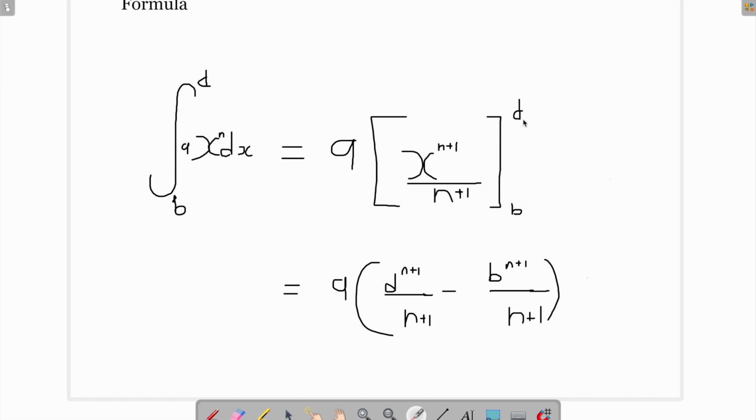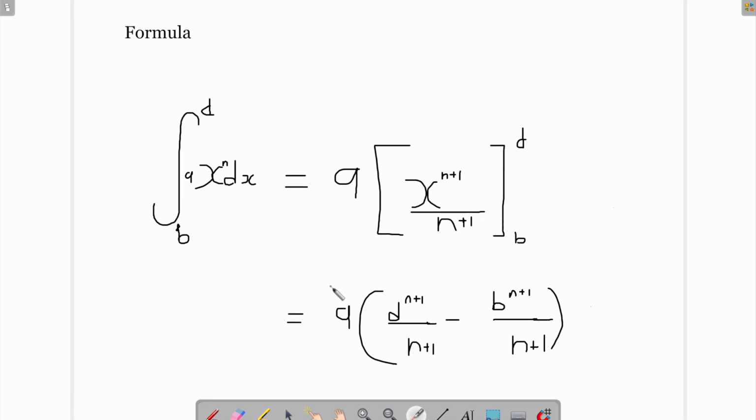Awesome. And then what does this mean? We have square brackets here, and it's important that they're square, from b to d. This means we will substitute d into the x component and also b. But when we do this, we must subtract them from each other. So we must do d to the power of n plus 1 all over n plus 1 minus b to the power of n plus 1 all over n plus 1. And it's important that we put brackets here because we have a constant a at the front.